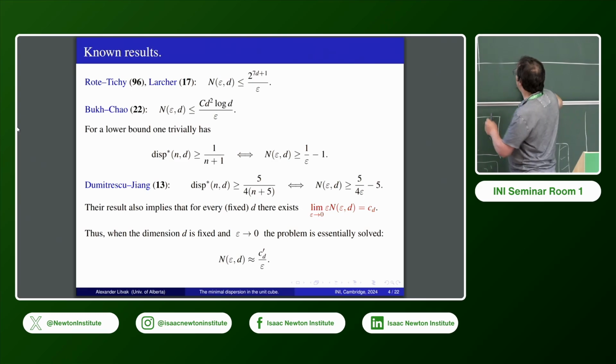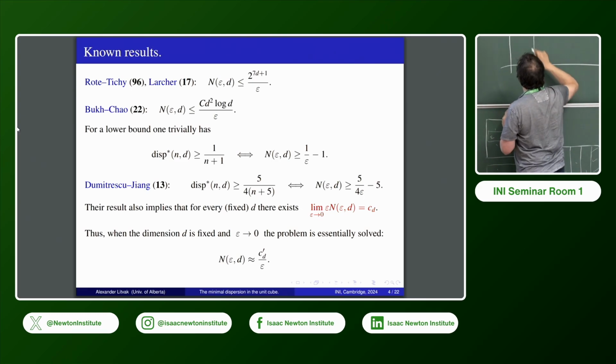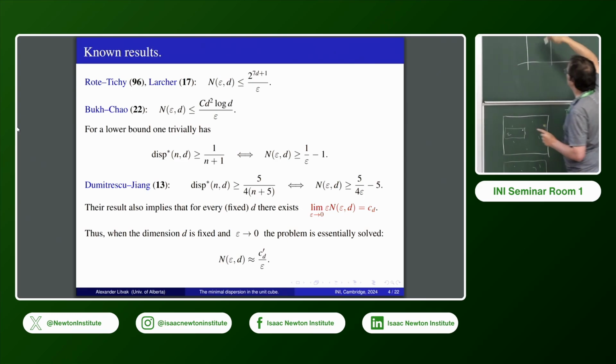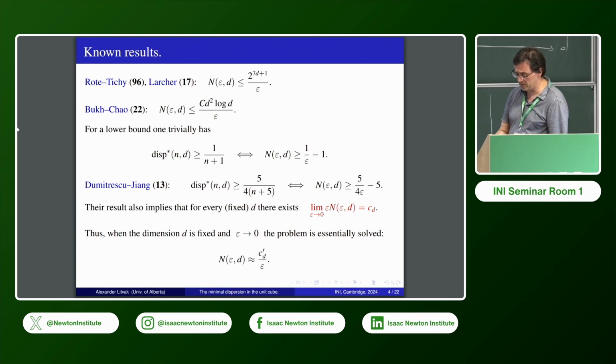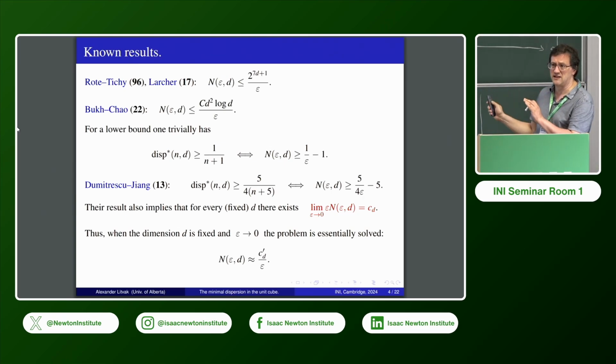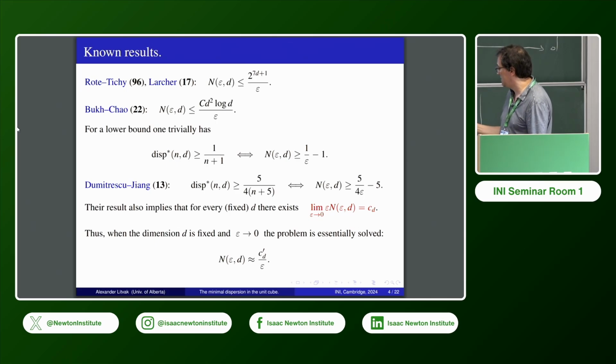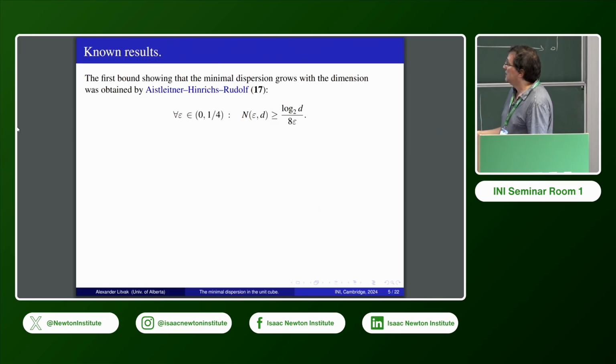So if I fix d, so say d is a constant, then we know that in this part of the plane the behavior is like 1 over epsilon. Everything up to absolute constants. Absolute means that it doesn't depend on any other parameter. So it's just a number.